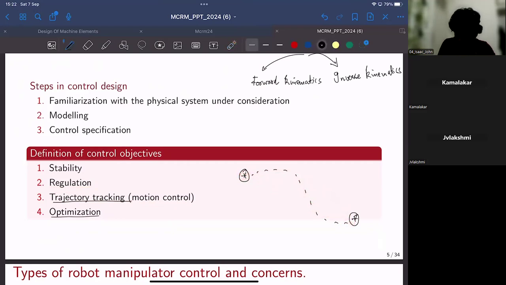And then later, optimization generally involves selection of optimal control parameters. It depends on the type of controller that you're implementing. But the most important objective that you should take care of while designing a robot controller is the stability of the controller itself.